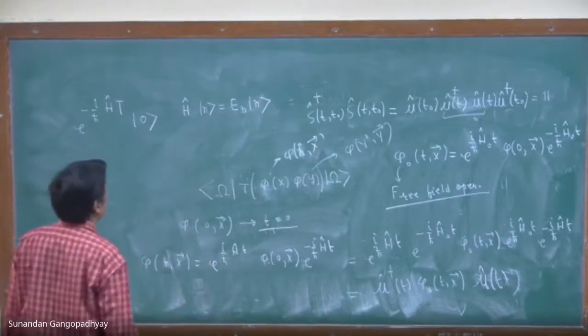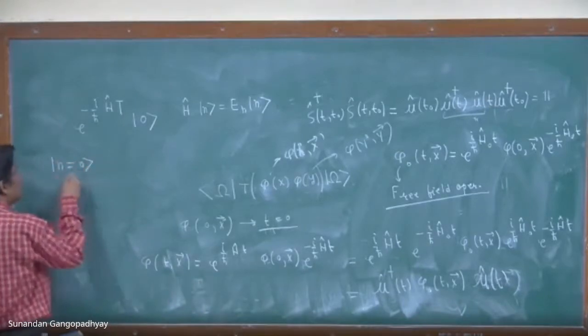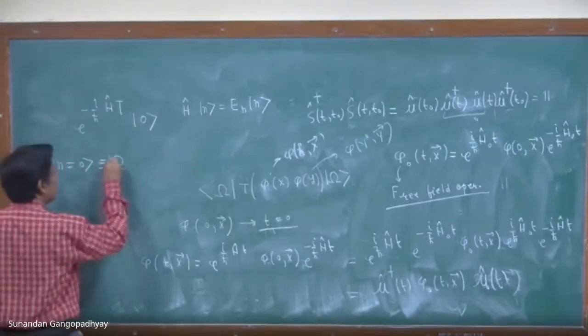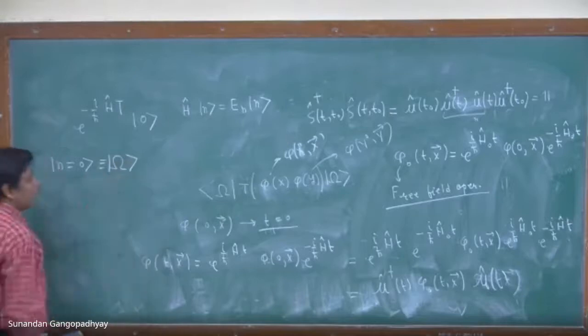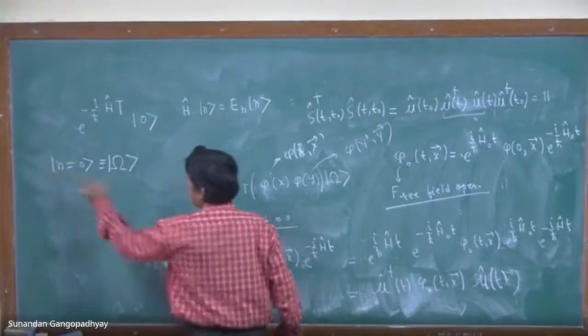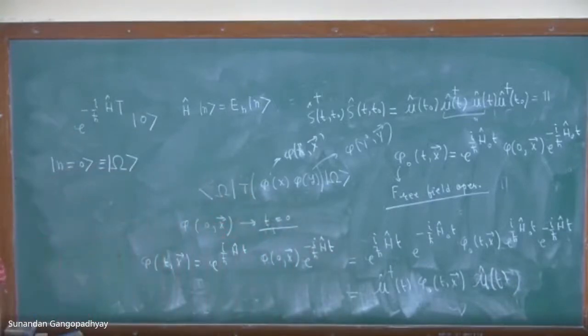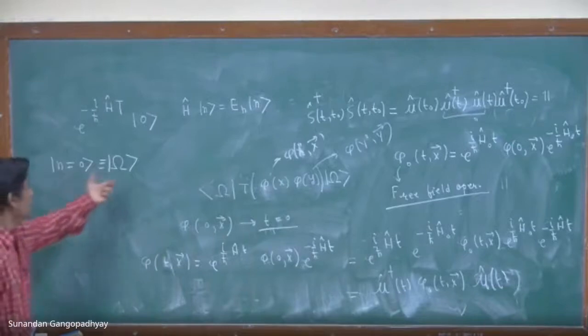So what is n is equal to 0? This state is basically omega, right? This is the omega state, which is nothing but n is equal to 0. And ket n are the eigenstates of the full Hamiltonian. The n is equal to 0 state is the state of minimum energy, which we have denoted earlier by ket omega.